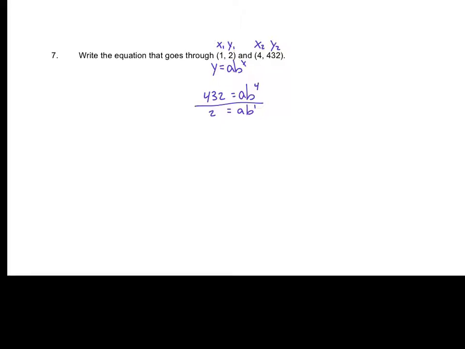If we divide those, the a's cross out. We get 216 equals b to the 3rd power. We're subtracting these here, so b to the 4th over b to the 1st. 4 minus 1 is 3. So then take the cubed root of both sides, and we get that b equals 6.